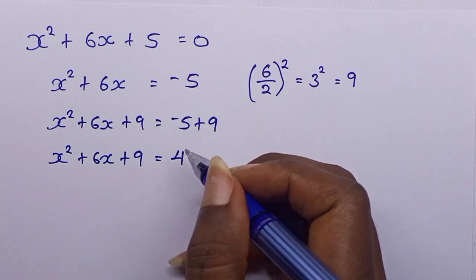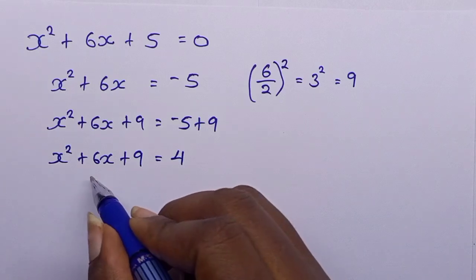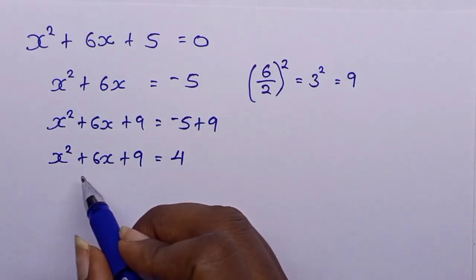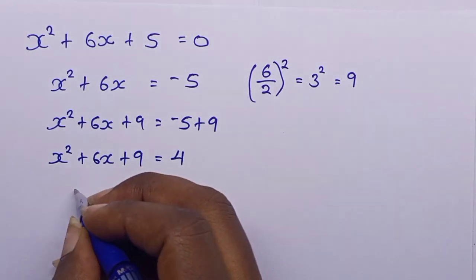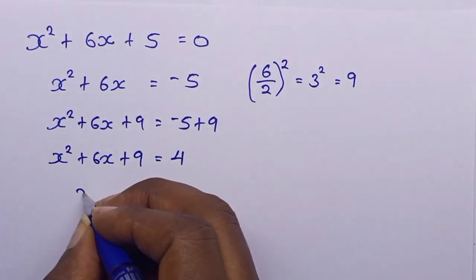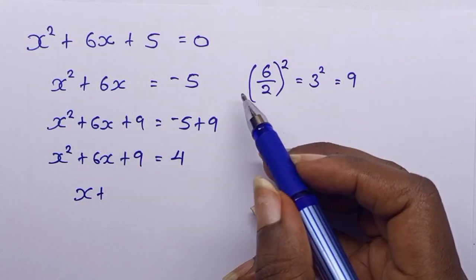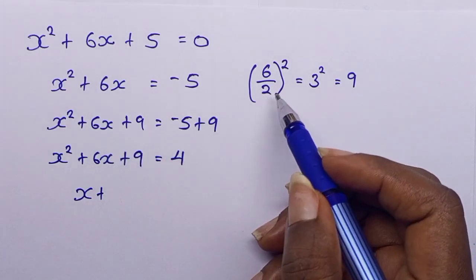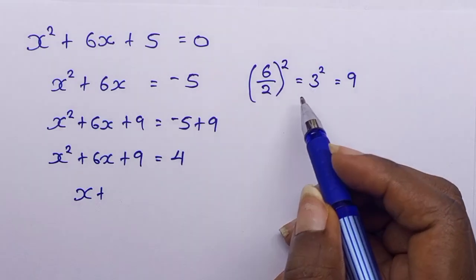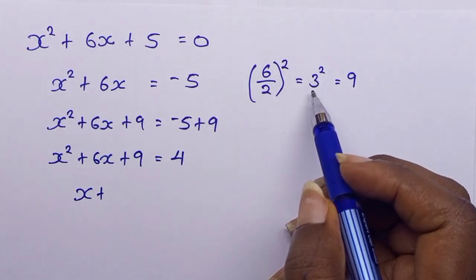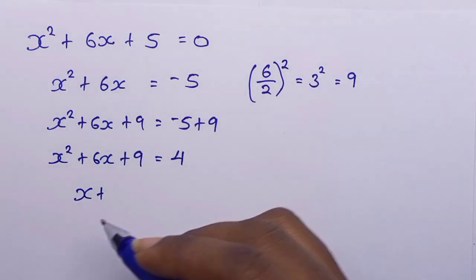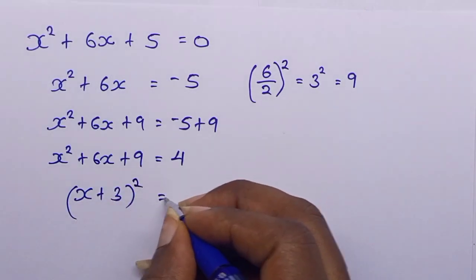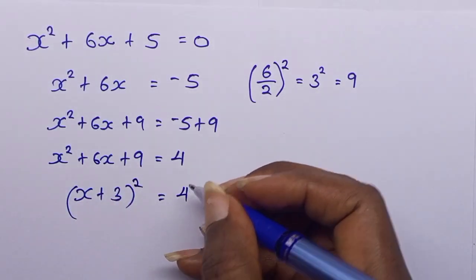Now the next step is to factor the left hand side, which is x squared plus 6x plus 9. To factor this, we get x plus the number that we got after dividing the coefficient of x by 2, which in this case was 3. The value we got before squaring is the value you put. So x plus 3, then squared, is equal to 4.